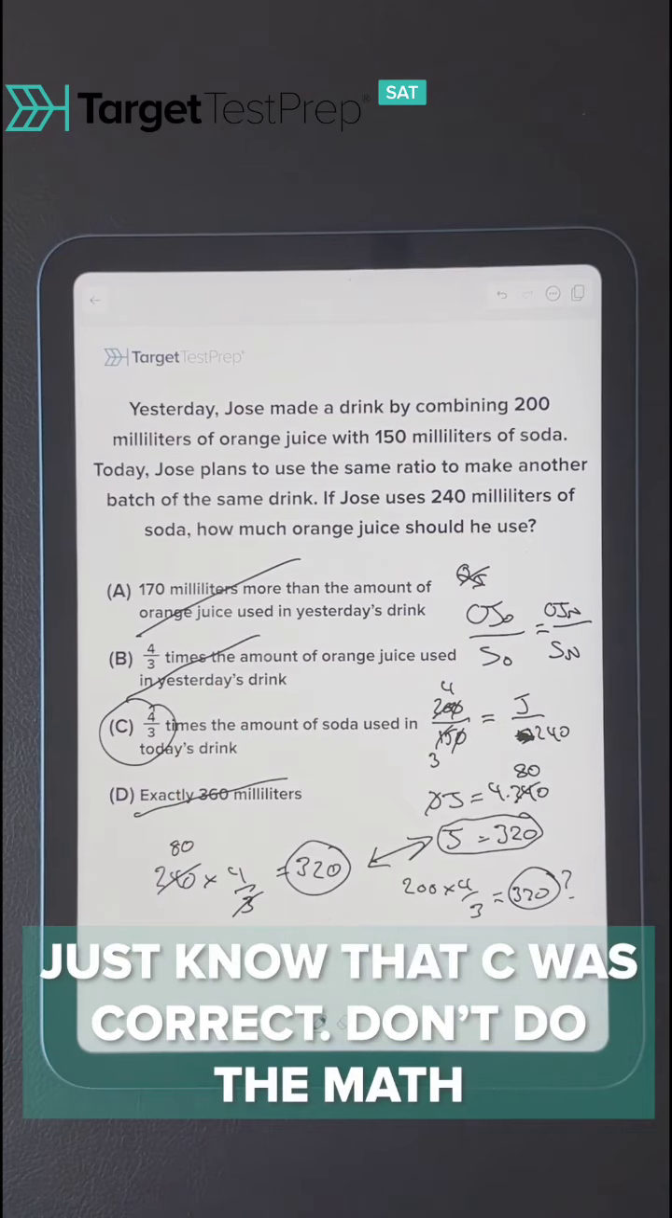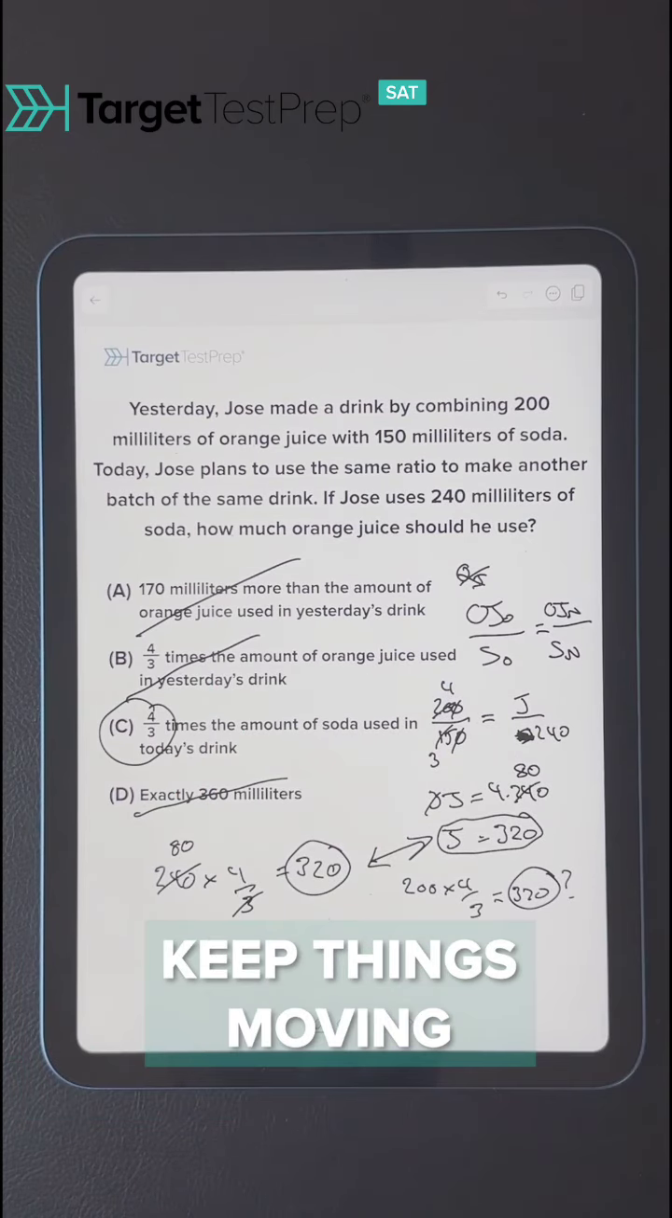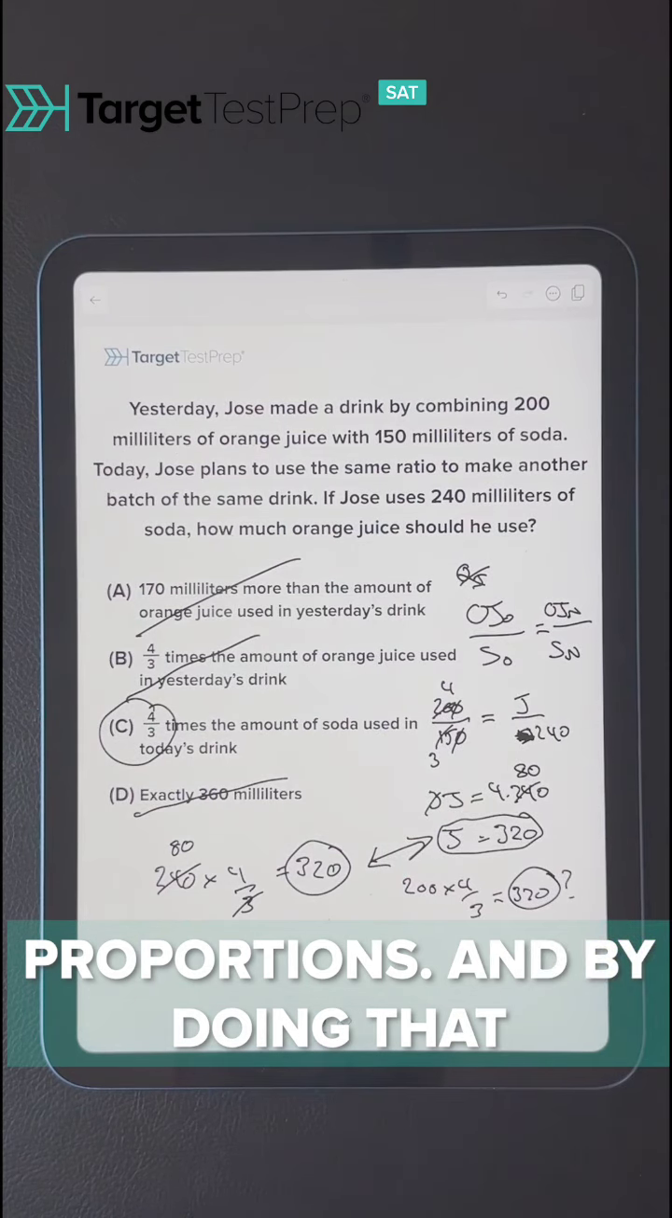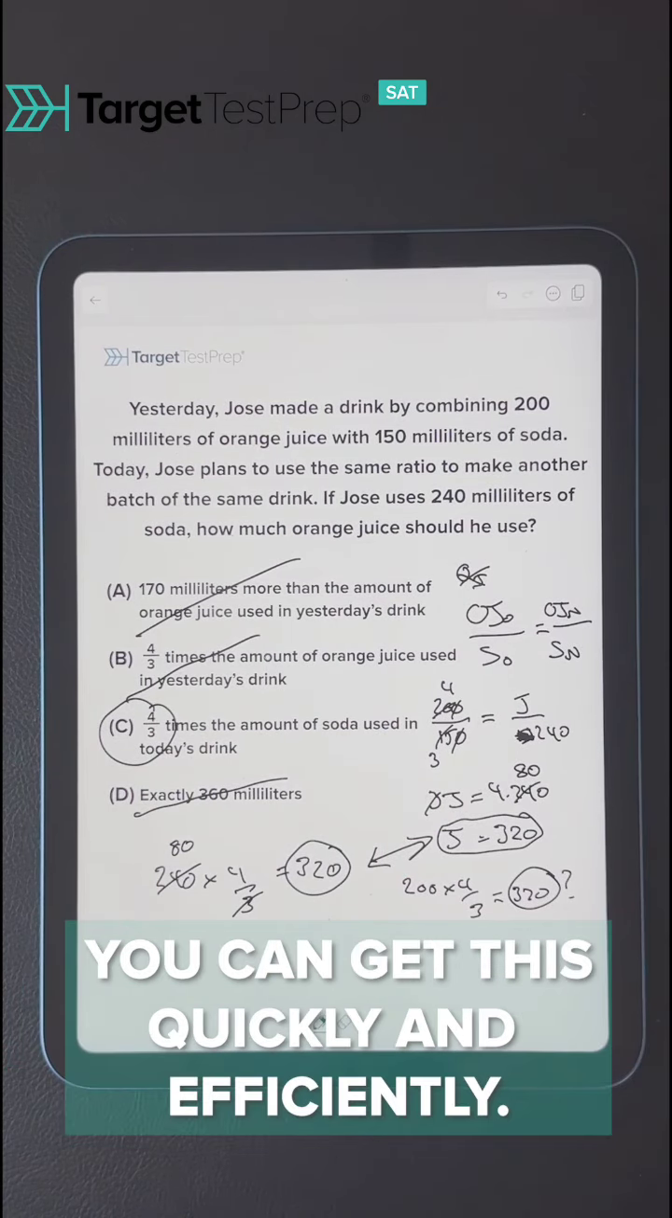Now, if you're short on time, just know that C was correct. Don't do the math. Keep things moving. But this is a great way to use proportions. And by doing that, you'll be in a situation where you can get this quickly and efficiently.